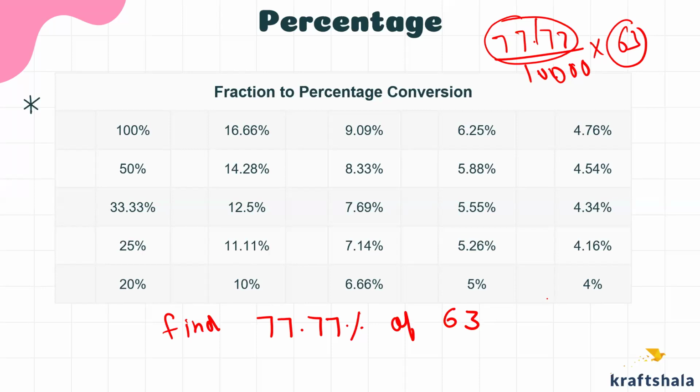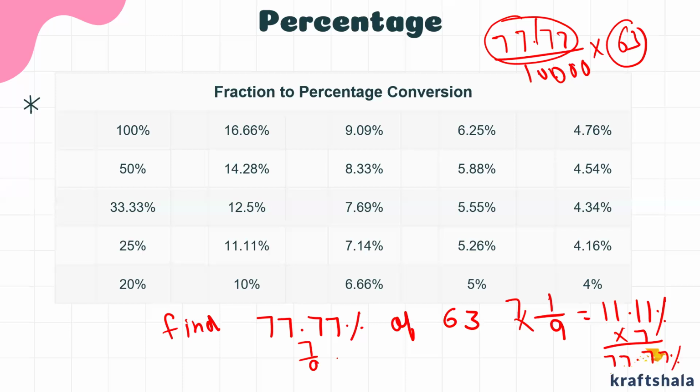See, I told you 1 by 9 is 11.11. If you observe this carefully, isn't it 7 times of this? If I multiply this by 7, it will become 77.77, right? So 1 by 9 into 7 is 7 by 9. 7 by 9 of 63. 9 sevens are 63, 7 sevens are 49. I got the answer.